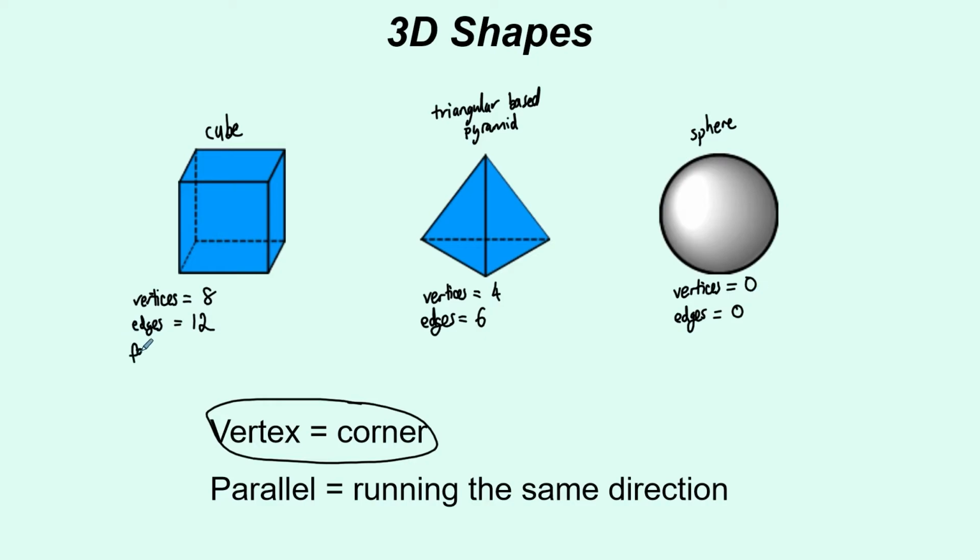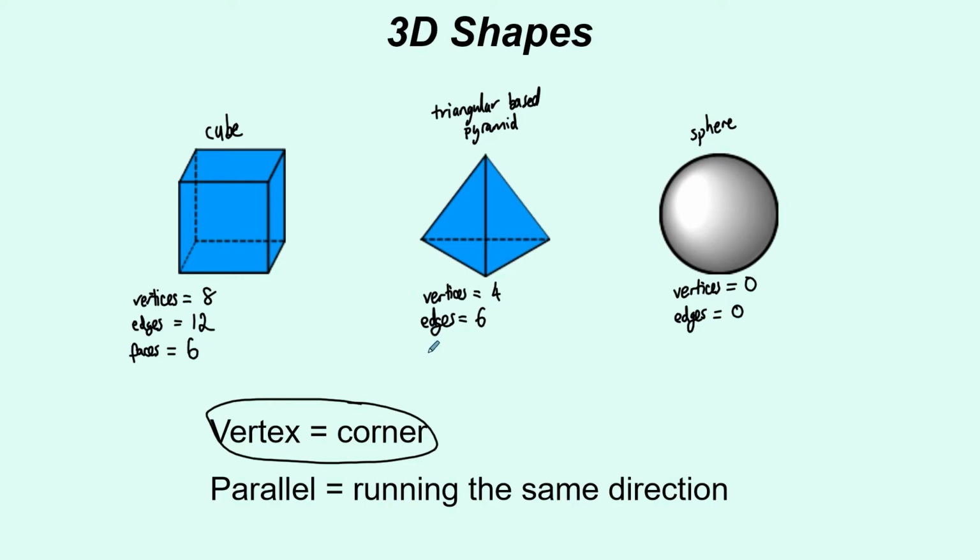Lastly, we're going to look at the faces. So the faces are how many sides the shape has. So for the cube, we've got a top and a bottom, a left and a right, and a back and a front. That's 6 faces altogether, all squares.